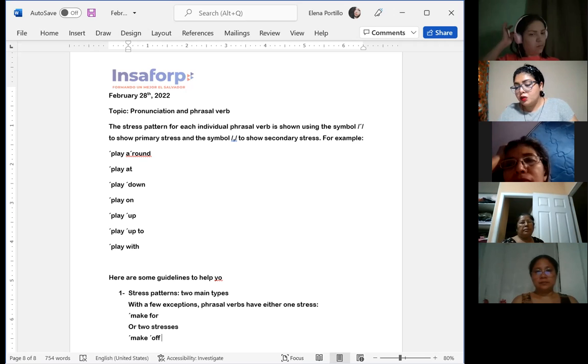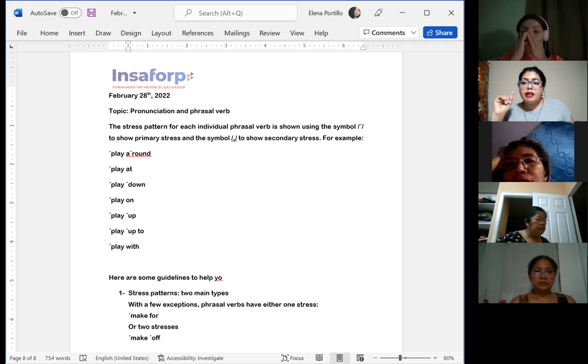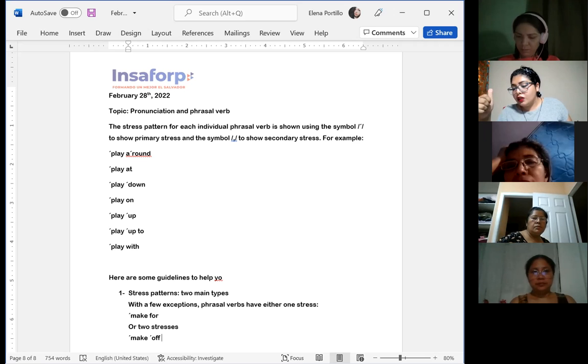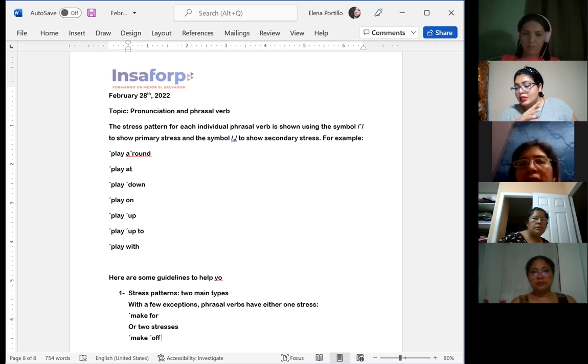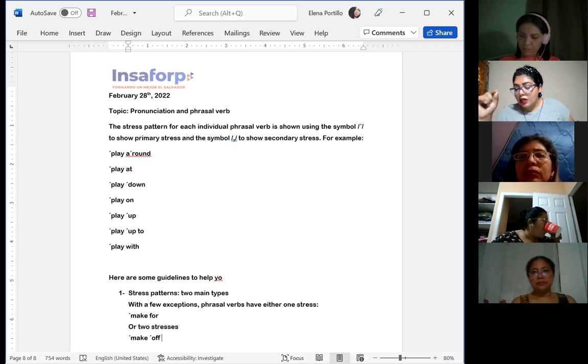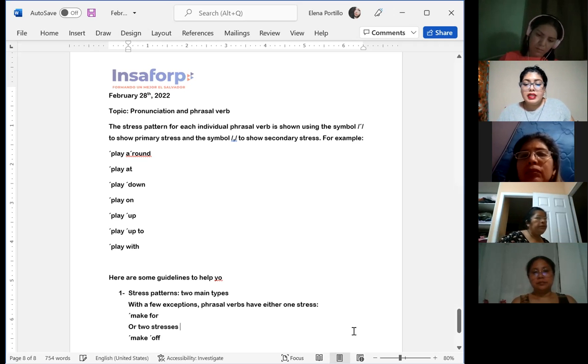And we have some examples. Phrasal verbs with one stress have the main stress on the verb and no stress on the particle. En el primer tipo, el estrés va a estar siempre en el verbo, no en la partícula. Phrasal verbs with two stresses have the primary stress on the particle and the secondary stress on the verb. Dice que en los phrasal verbs que tienen dos partes con estrés, la partícula va a tener el estrés primario y el verbo va a tener el estrés secundario. Siempre va a ser de esa misma manera.